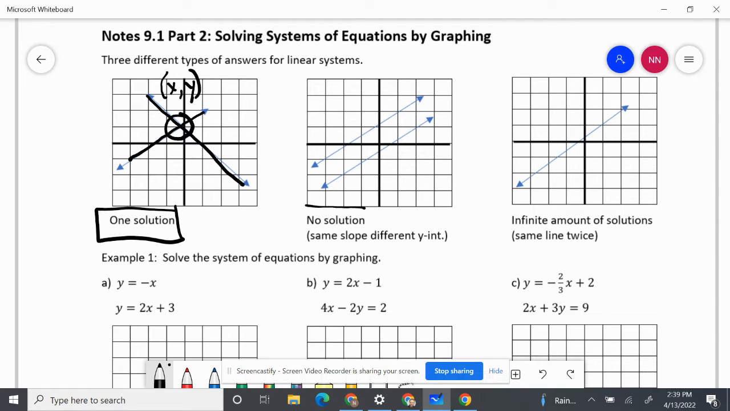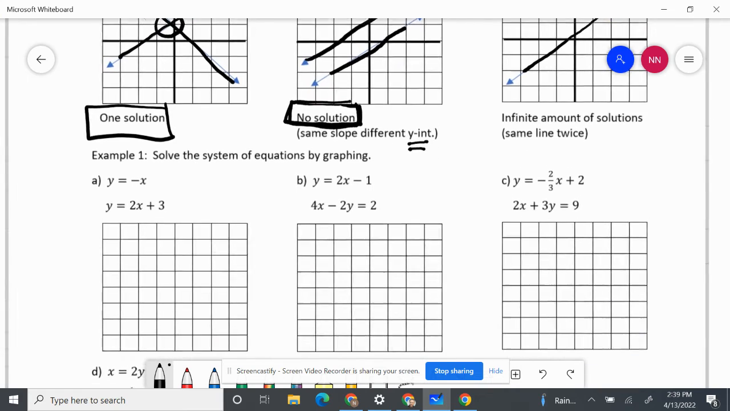One is no solution. No solution is when we have two different lines, and those two lines have the same slope, so the first slope is equal to the second slope. These are parallel lines. They have different y-intercepts, so they never cross, and that would be no solution. And the last one is an infinite amount of solutions. That's when it's the exact same line twice, so they both have the same slope and the same y-intercept. So we're going to look at a few of those examples.